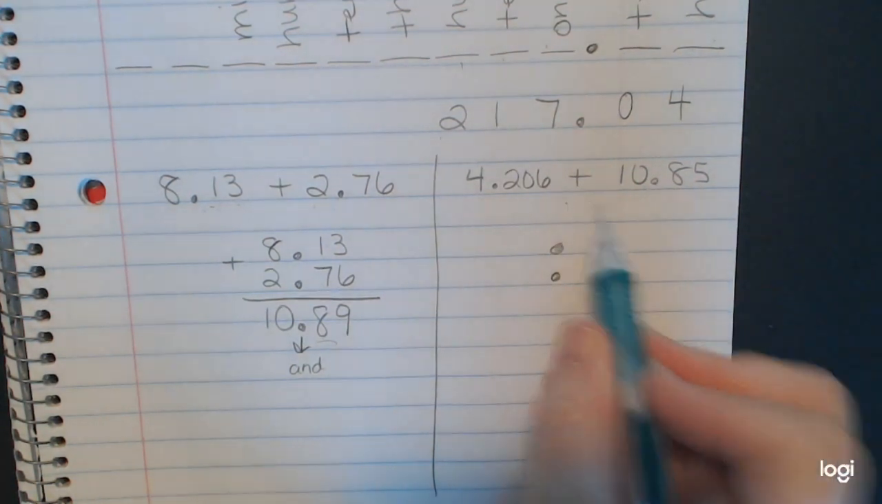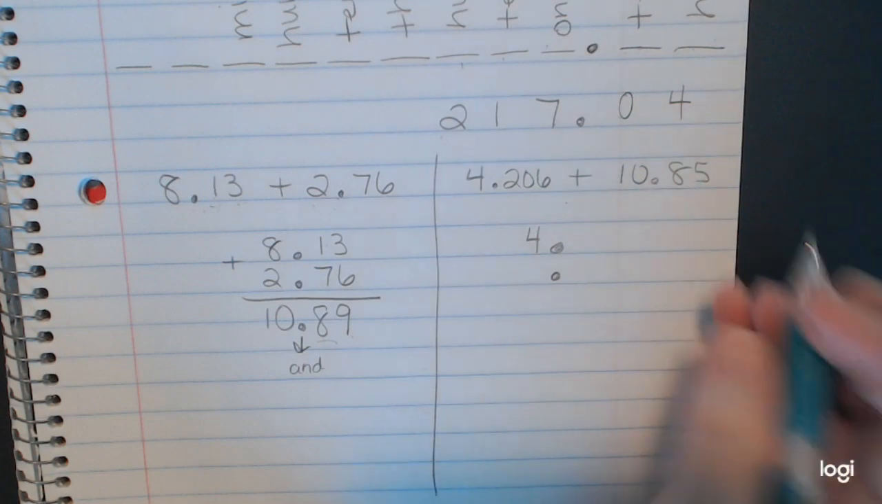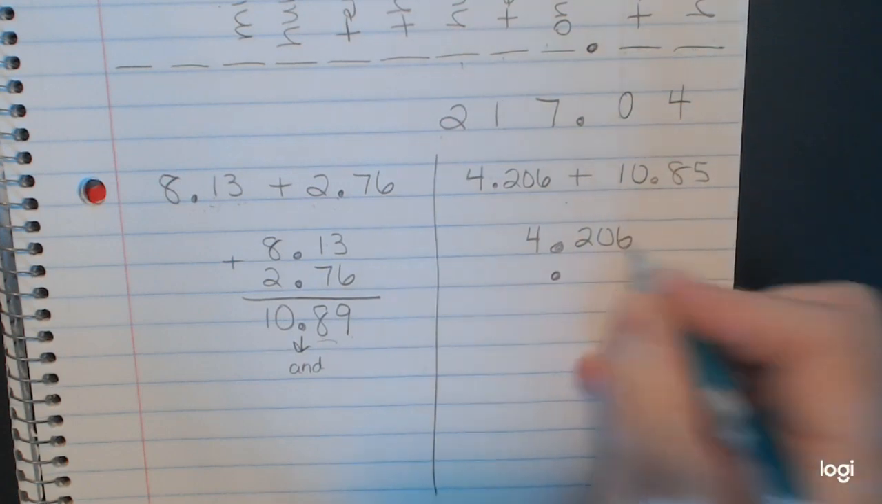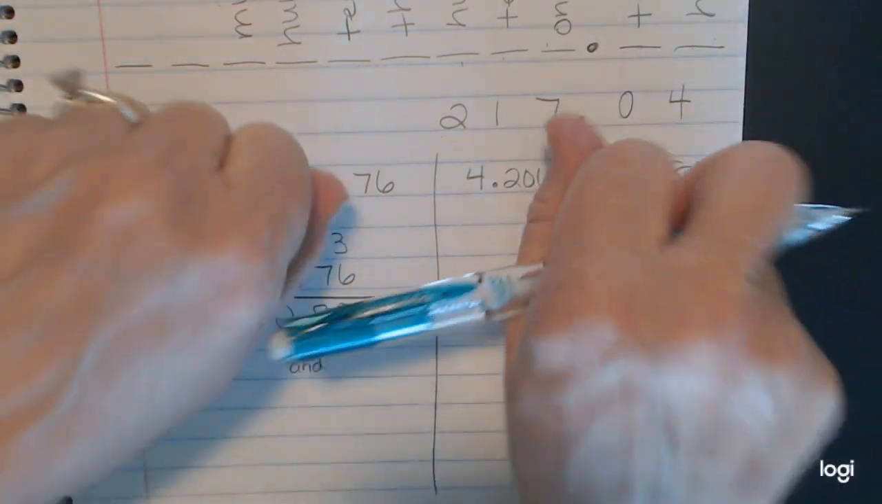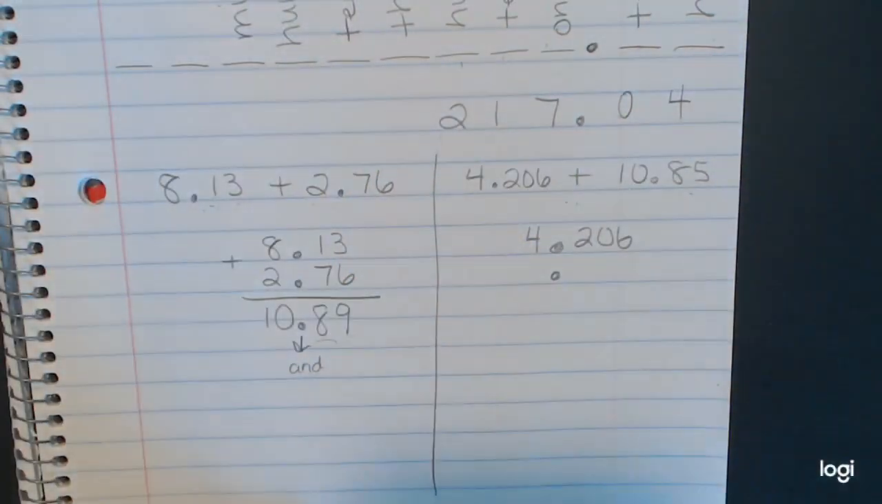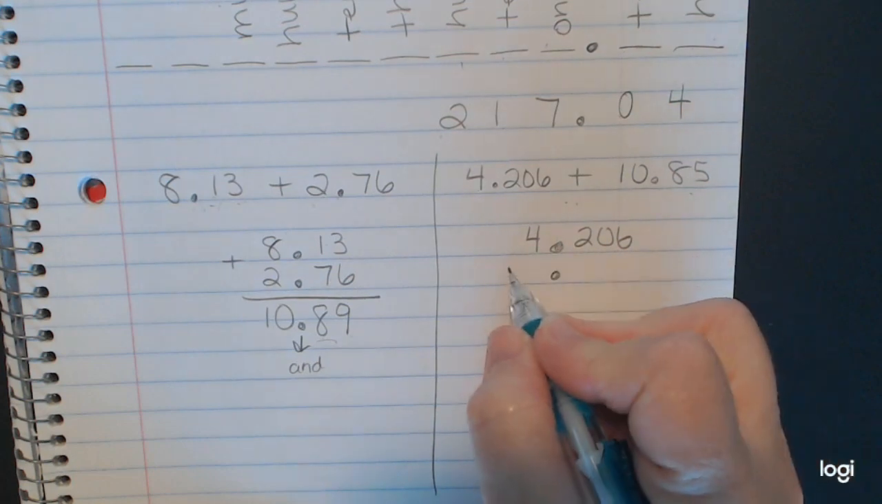So I'm going to write my first one. I could put that one here. Some of you are going to probably put the 10 on top. Remember that addition is commutative. Back and forth. All right, line my decimal.